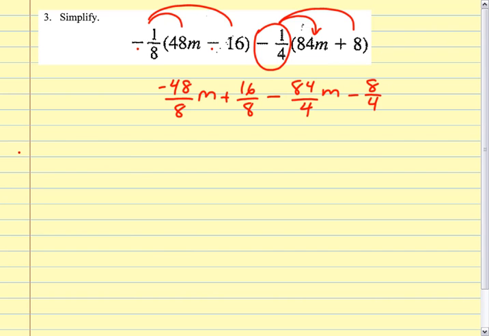Now we've multiplied everything. What can we do now? What can we do, Bella? I can reduce the fractions, right? What do I get here in this first term? Negative 6m. How about the second one? Plus 2. And then the third one? Minus 21m, right? That reduces. Minus 2. Okay, let me pause there. We'll pick up in the next video.